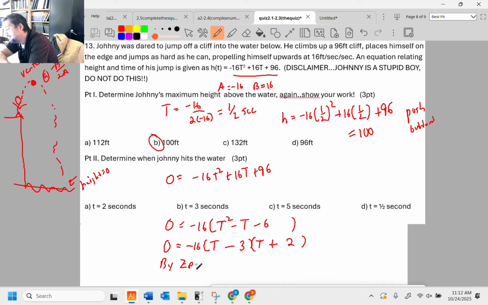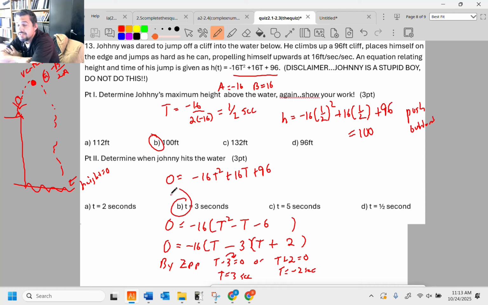By ZPP, the zero product property, t minus 3 is 0, or t plus 2 is 0. If we add 3 to both sides, the time is 3 seconds, or the time is negative 2 seconds if you subtract 2. The real answer is 3 seconds. The extraneous answer is negative 2 seconds.